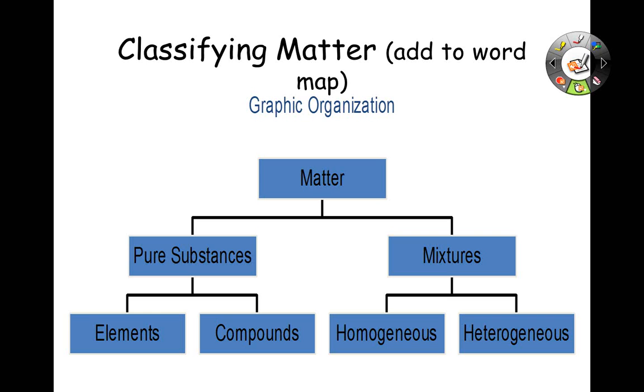So you should be writing this to your word map. Here's how we classify all matter. All matter can be broken into two basic categories, pure substances or mixtures. And then we can break those into two more categories apiece. Pure substances can be made of elements or compounds. And mixtures can be either homogeneous, where they appear to be the same, or heterogeneous, where they appear to be different.